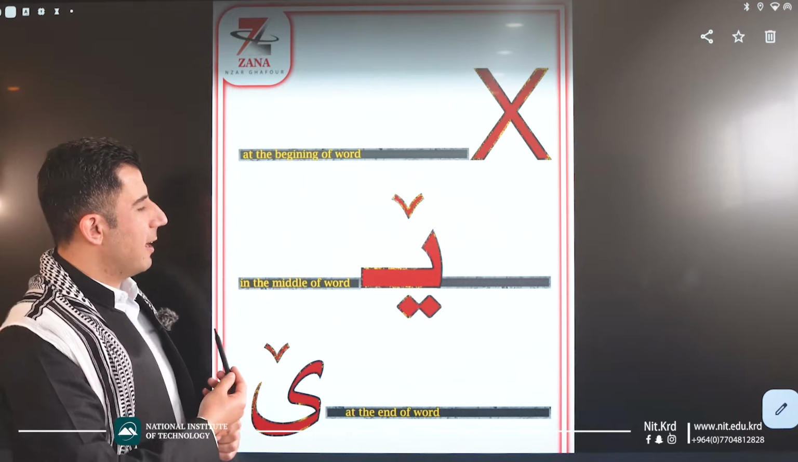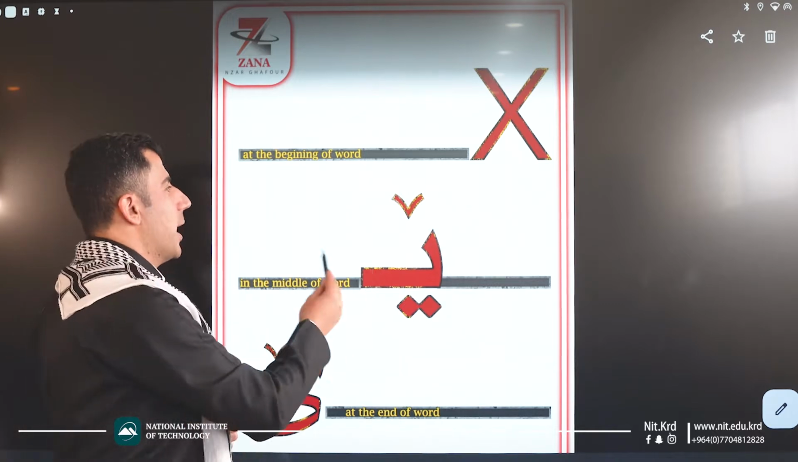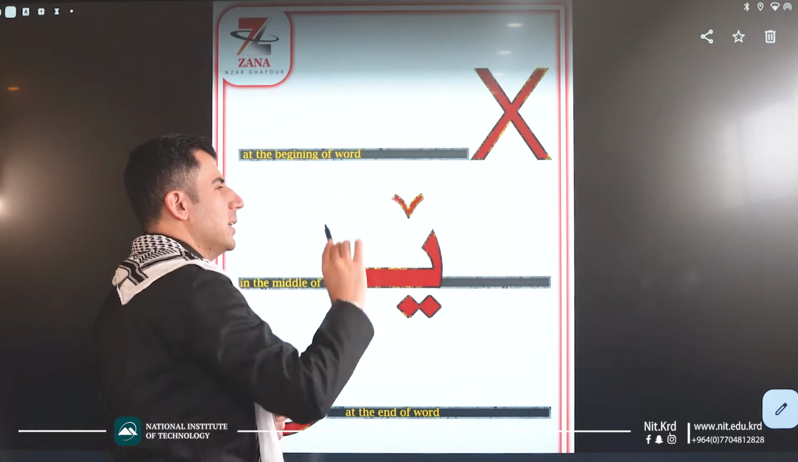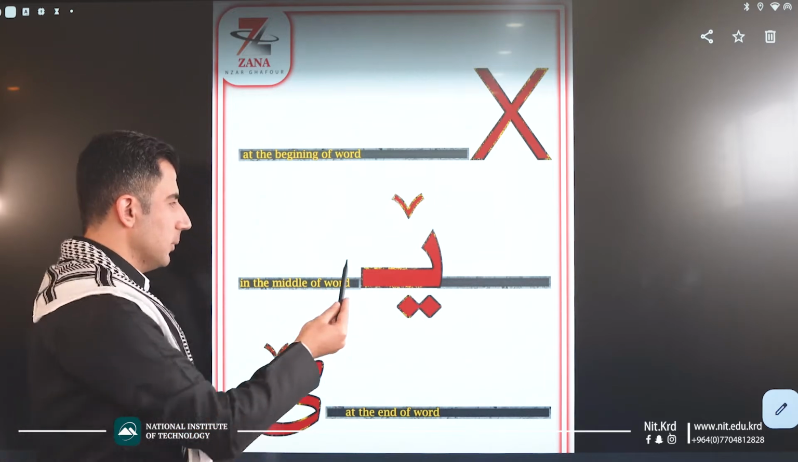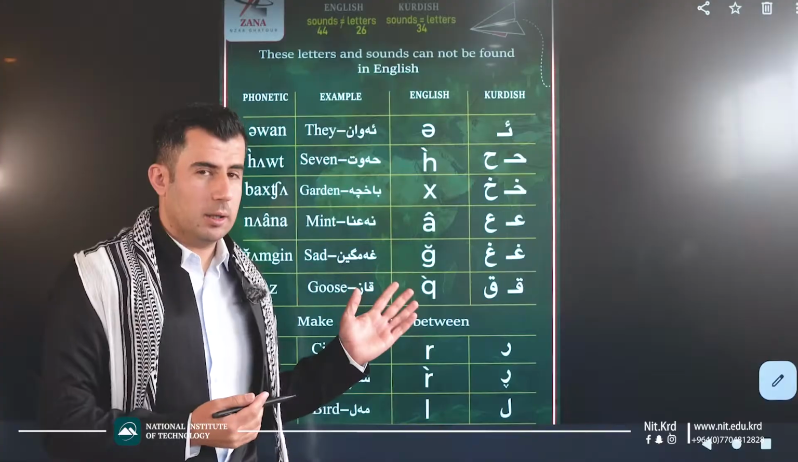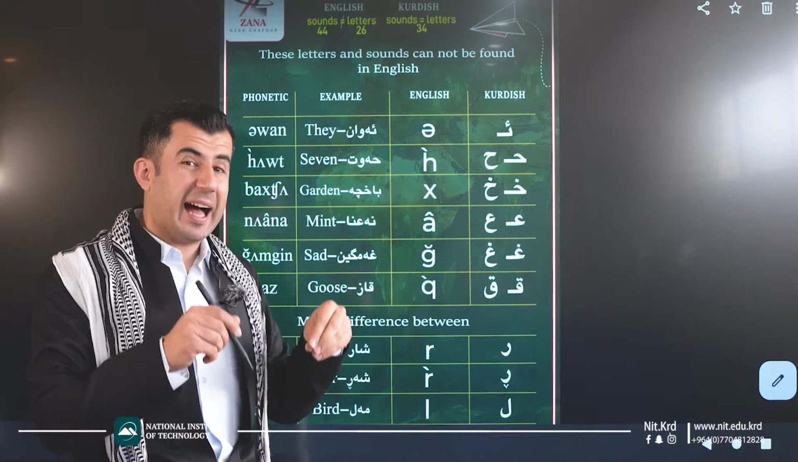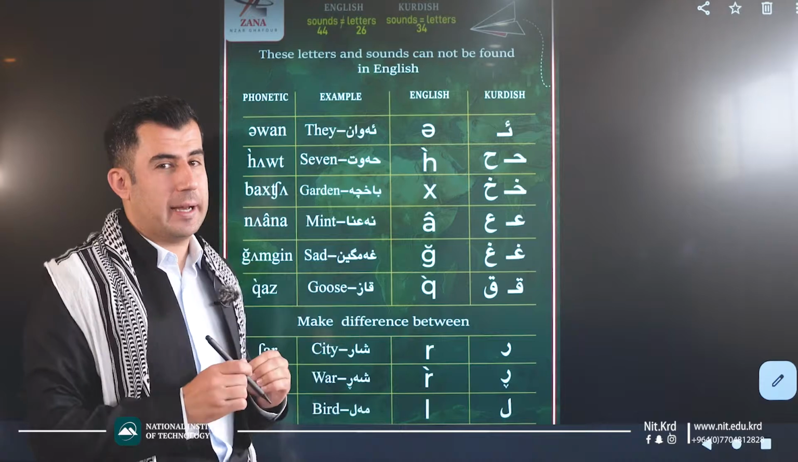After this, we have ye. We do not have ye at the beginning of any word in English. No, we do not have it. We have it in the middle like this, and at the end it is like this. Here, we have those letters that we have in Kurdish, but we do not have in the English language.